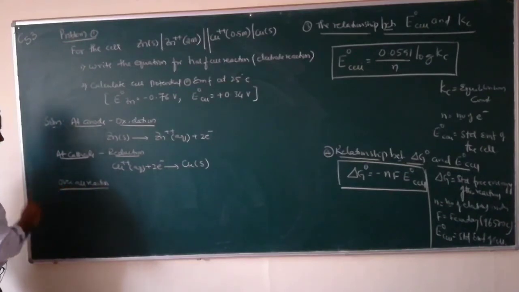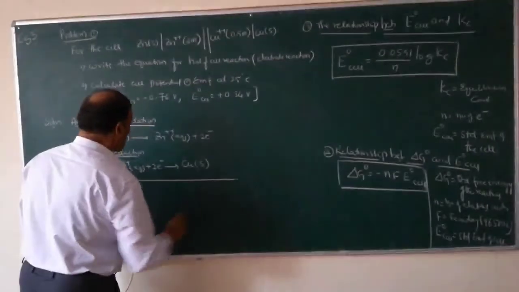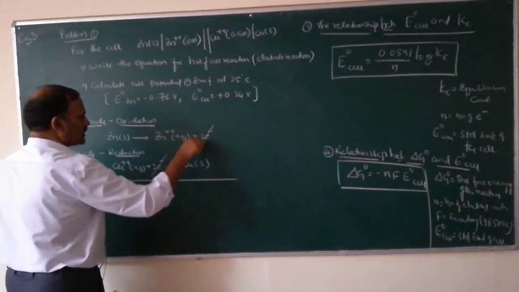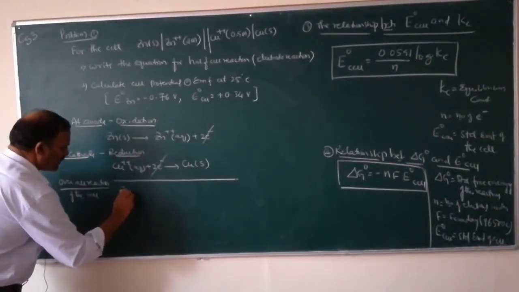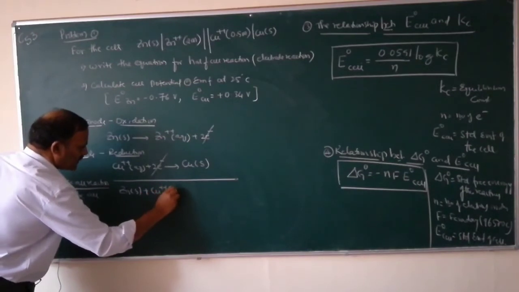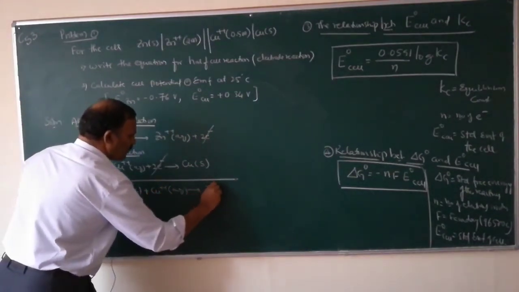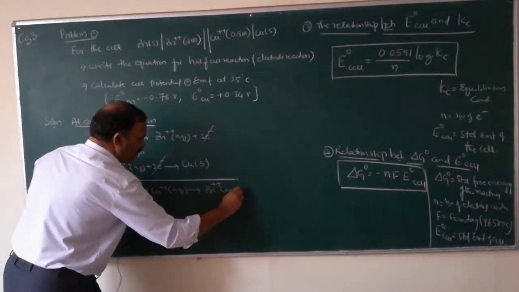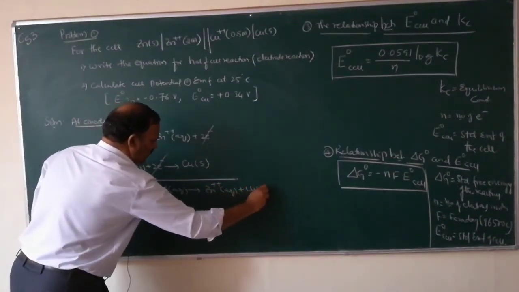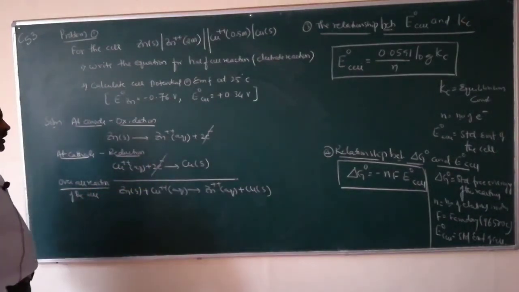Overall reaction of the cell. If you add the anodic and cathodic reactions, you will get the overall reaction. The electrons cancel with electrons. So Zn plus Cu2+ (aq) gives Zn2+ (aq) plus Cu(s). This is the overall reaction.